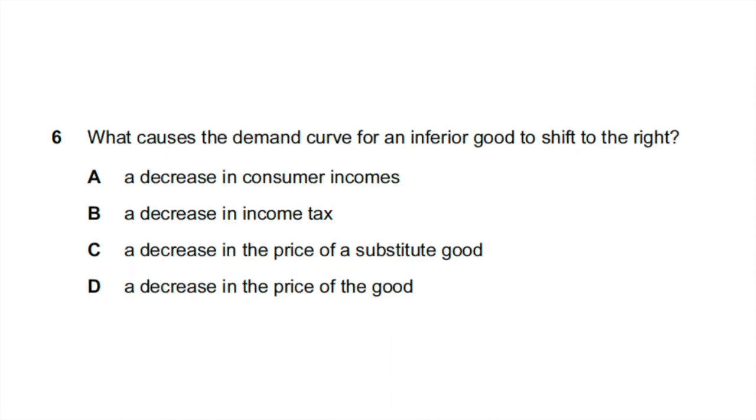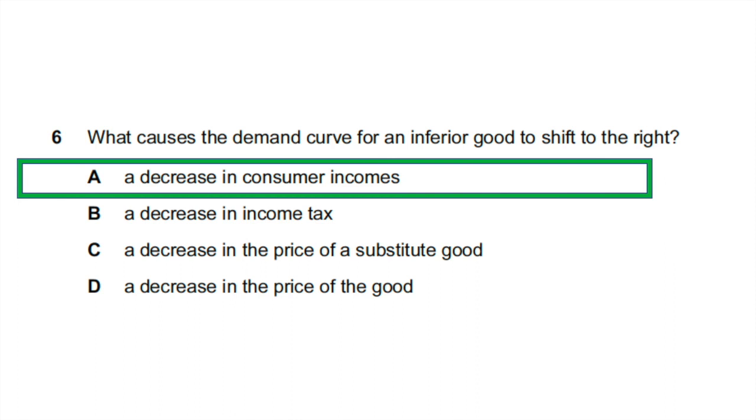Question 6. What causes the demand curve for an inferior good to shift to the right? The demand for inferior goods rises with a fall in incomes. Options B and C would increase demand for normal goods, and option D is a movement along a demand curve. So our correct answer is A, a decrease in consumer incomes.